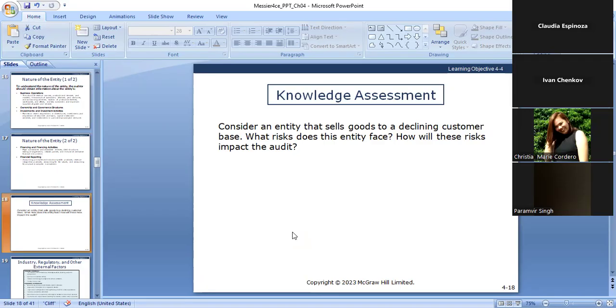To have a problem with the income, to lose their income, because probably the customers will close their operations. Okay. This is the main risk. The company may be facing going concern issues here. They will lose some profit, so income. They're on a declining base.